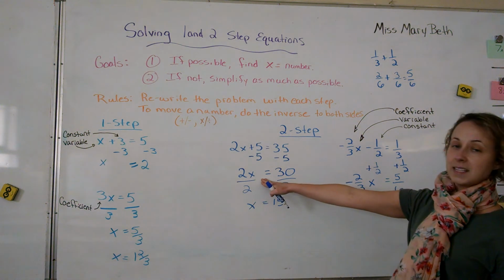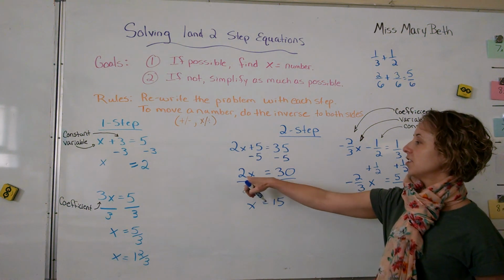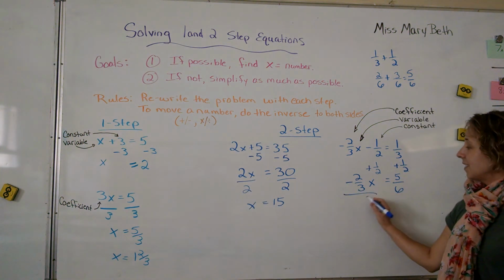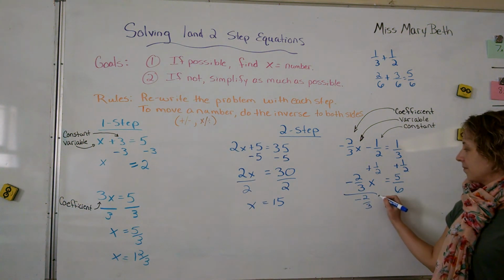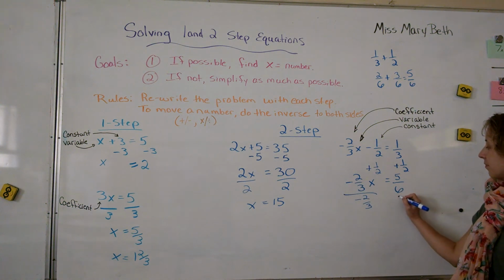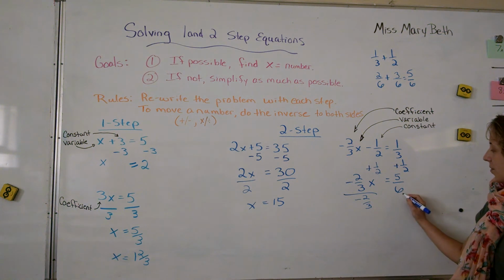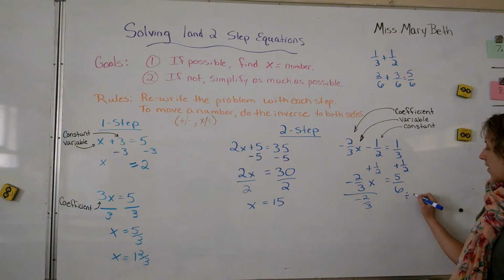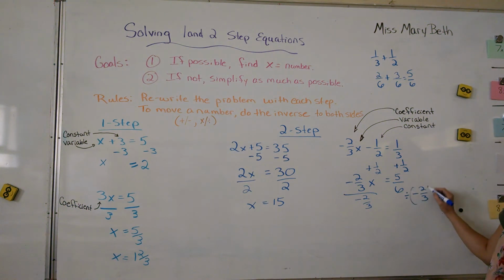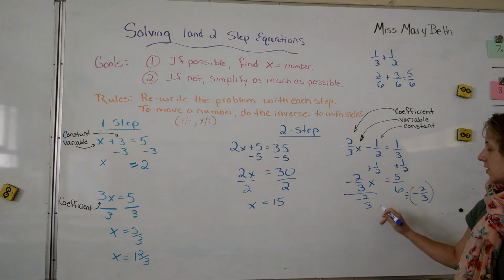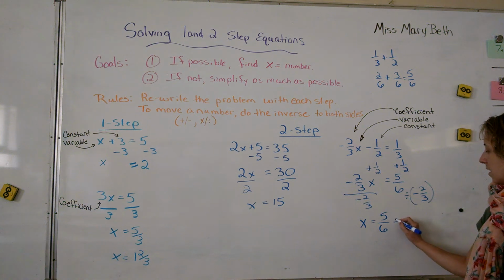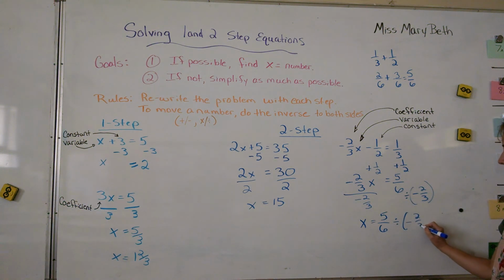Now I'm going to do the same process I did here. When I've got my coefficient times my variable, divide by the coefficient. Divide by negative 2/3. This looks difficult, but it's just going to cancel out because we're multiplying and dividing. Here, I'm going to write it this way. Divide by negative 2/3. These will cancel, leaving me with x equals 5/6 divided by negative 2/3.